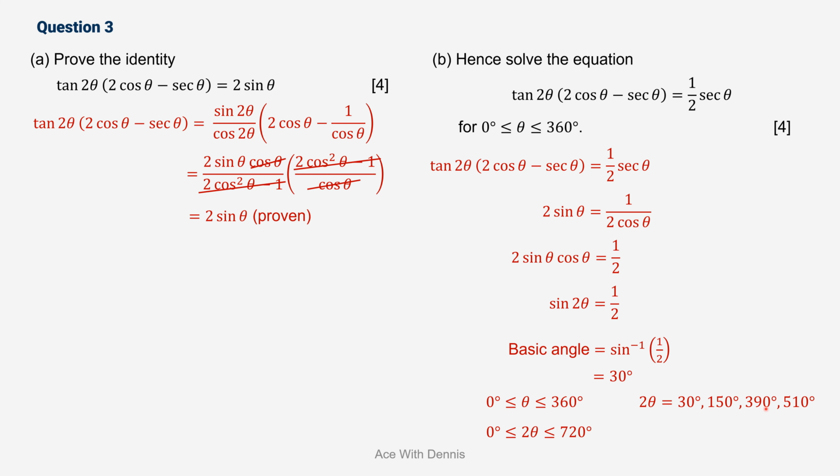The next two, this 390 degrees comes from 30 degrees plus 360, which is another circle. I get 390 degrees. 150 degrees plus 360 degrees, we have 510 degrees. Make sure that these two values are still within the range from 0 to 720 degrees. Now next, theta will be just divide by 2 for each value here. So 30 divided by 2 is 15, 150 degrees divided by 2 is 75 degrees, and so on. So 195 degrees and 255 degrees. This will be the answer for this question.